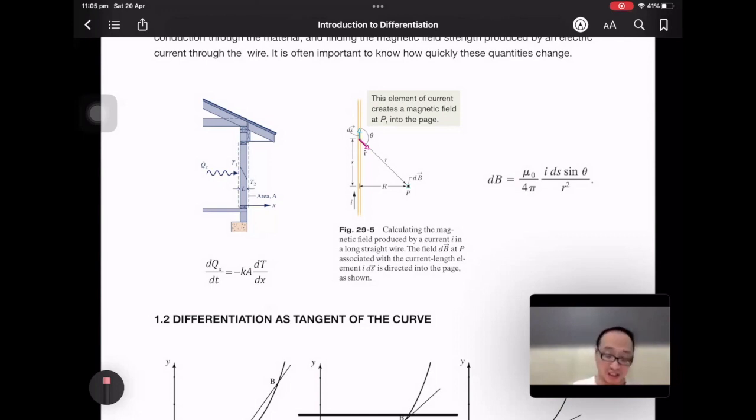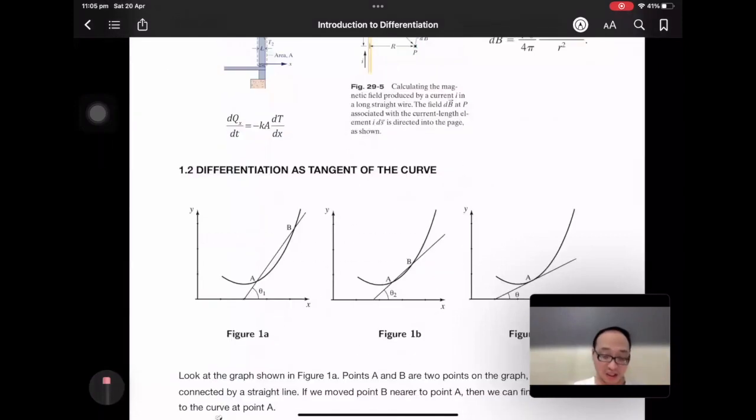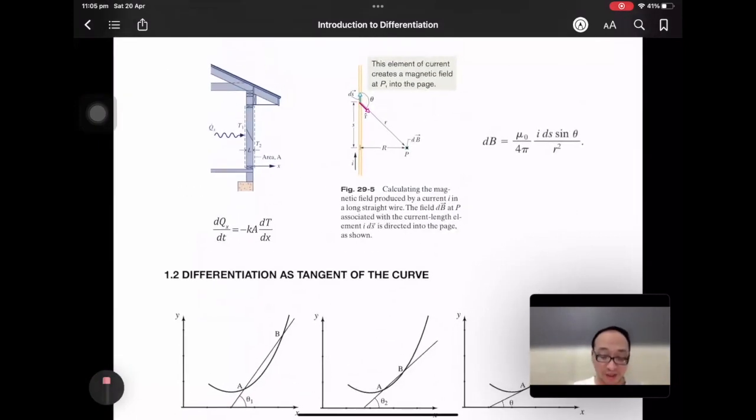Like you can see in the equation there, it's dQ over dt. Now, dQ over dt is the symbol of differentiation. So you see the difference, the change of Q with respect to the change of time. So this is one example of differentiation.